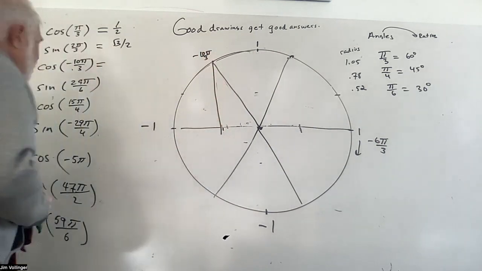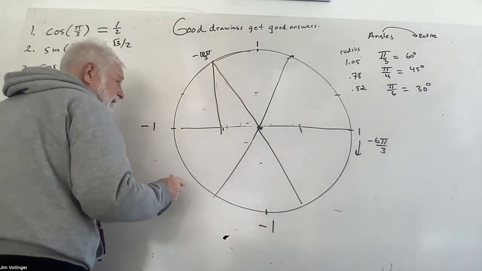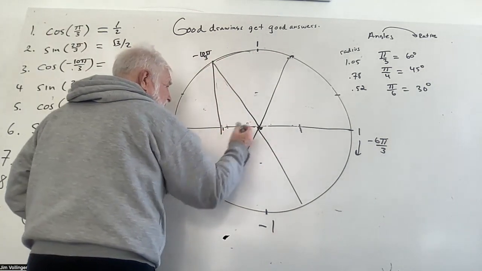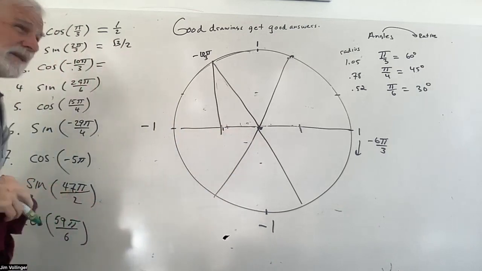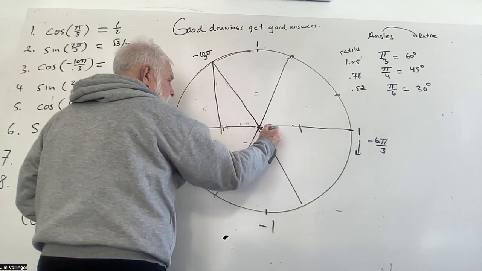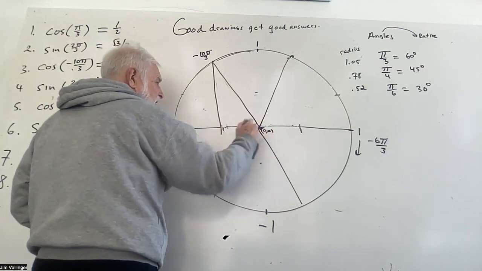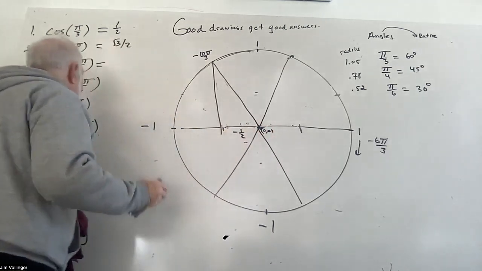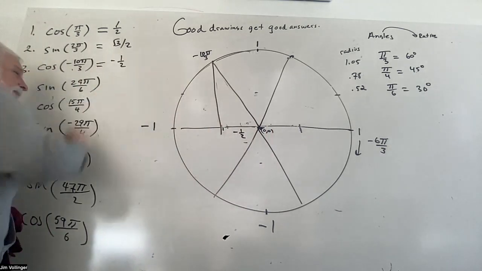Same triangle we had a little while ago, but this time we're looking for the cosine. The cosine is that length. And in the 30, 60, 90s, the smallest length is the half, but this is the origin. So the x value is -1/2, and that's the answer to this one.